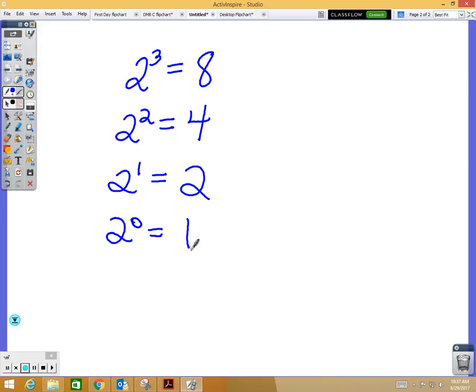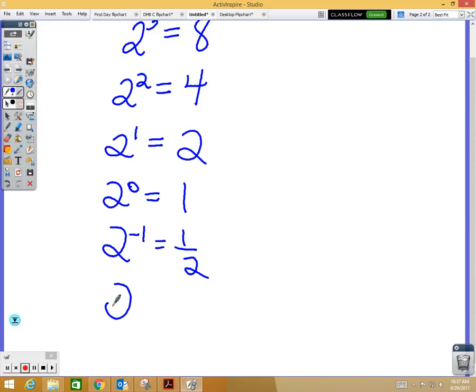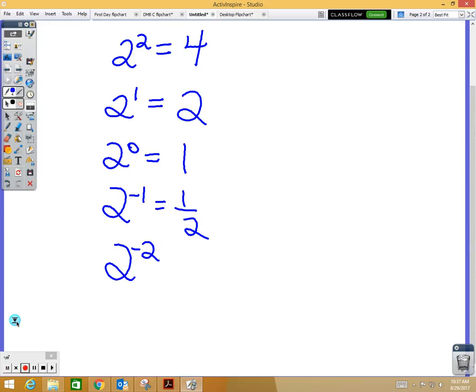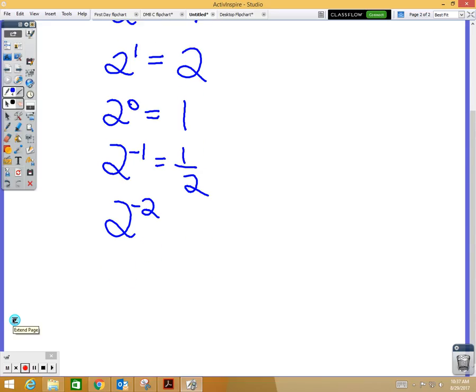If I say 2 to the negative first power, what is half of 1? 1/2. And if I said 2 to the negative 2 power, what's half of half? Very good. Half of a half is 1/4. Now we could keep going, okay, but we don't need to. I just wanted you to see where these numbers were coming from, okay? Each time you decrease a power, you're taking half of the value.